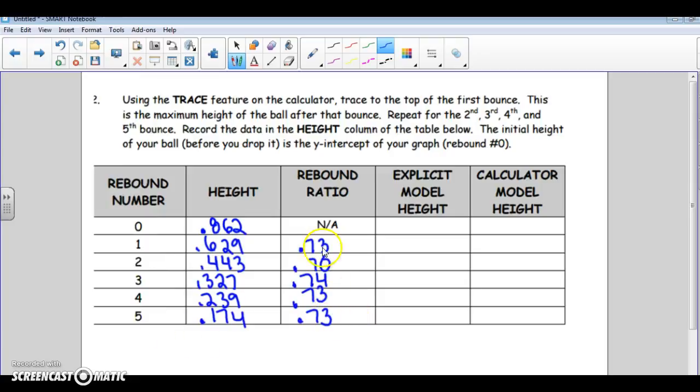Now that we've found each of these, to find an actual rebound ratio for our function, which will be called R for our explicit formula, we will average these values. So when we average our values, our rebound ratio overall is 0.726, and we'll use that to actually find our explicit model in just a few minutes.